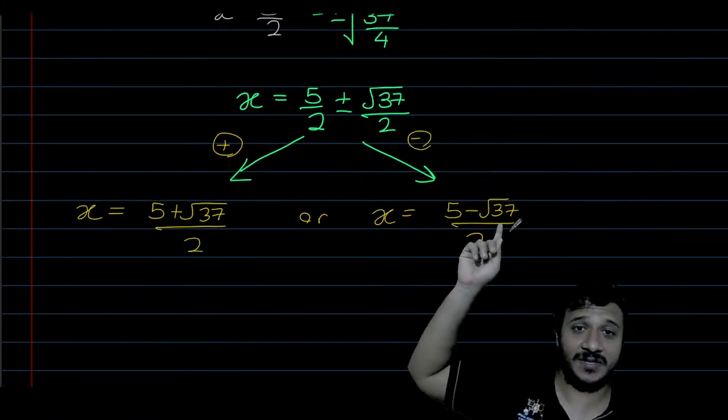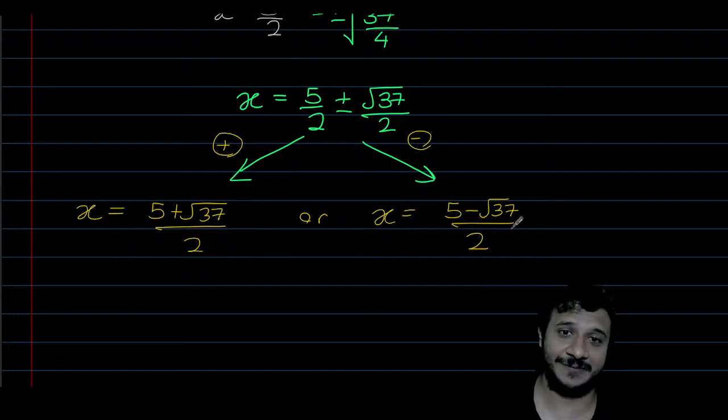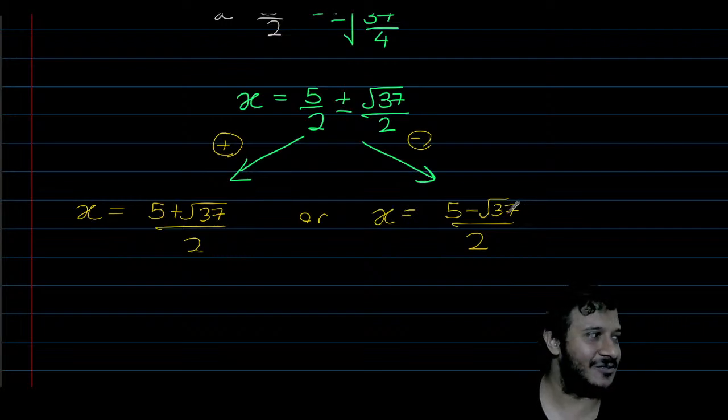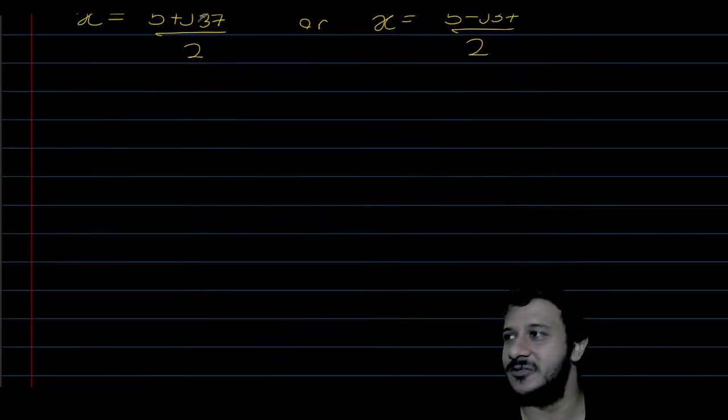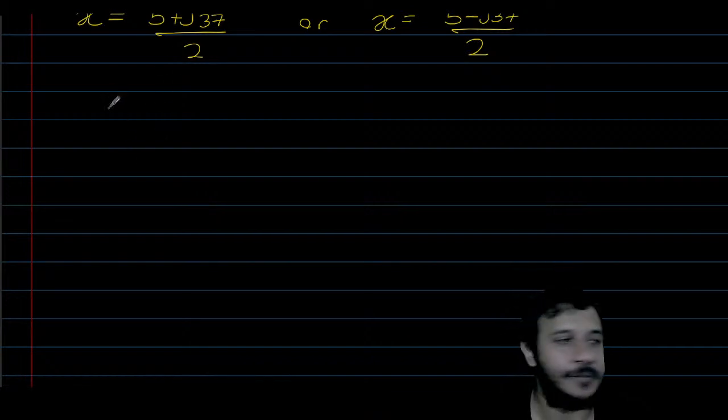If we can simplify this, sir, that would be perfect. But unfortunately, 37 is already a prime number. We can't simplify that, so let it be like that. Don't worry about it much. Let's go to our next question. Let's do another question.